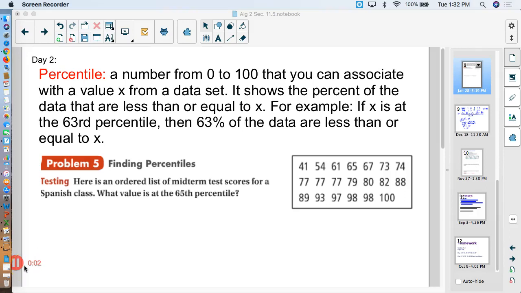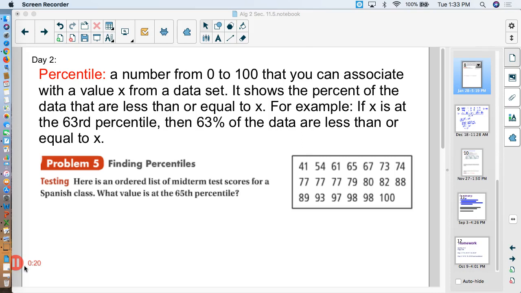All right, so we've talked about our measures of center: mean, median, mode. We've talked about measures of variability, or measures of spread, like range and IQR. And we've talked about how to calculate an outlier. Okay, there's another term that I want you to know, and that's percentile.